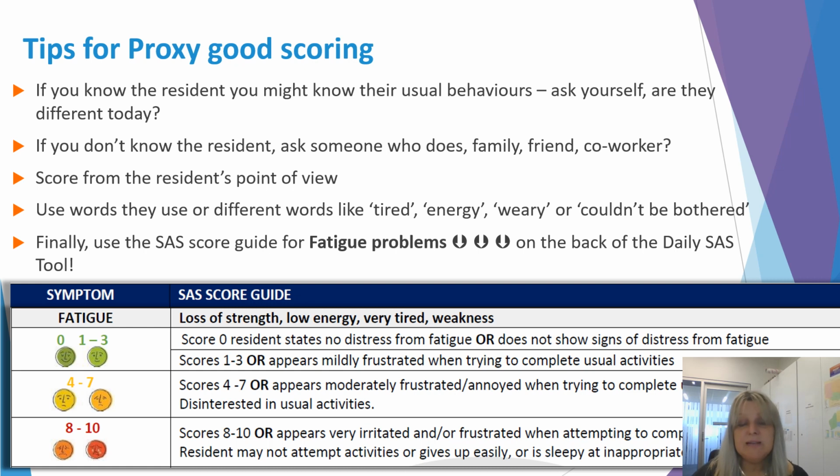Of course, if the resident isn't able to tell you this information themselves, you can record this distress level for them by means of proxy. Scoring by proxy means that another person rates the symptom or distress level on behalf of the resident. If the resident themselves are unable to give you this information, you can rate this on their behalf by proxy.